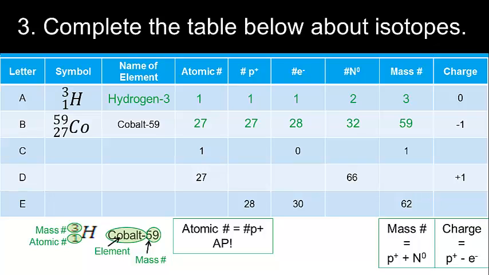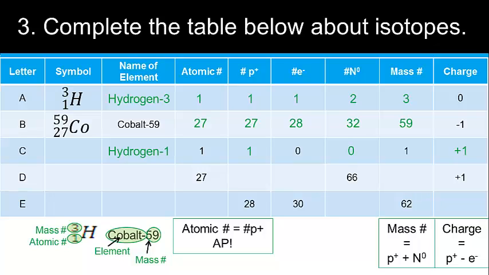For letter C, the atomic number is 1, which tells me right away that this has 1 proton. The mass number is also 1. The mass number is protons plus neutrons. So if my mass number is 1 and I have 1 proton, that must mean that I have no neutrons. The charge is going to be plus 1. If I do protons minus electrons, that's 1 minus 0. That is positive 1.